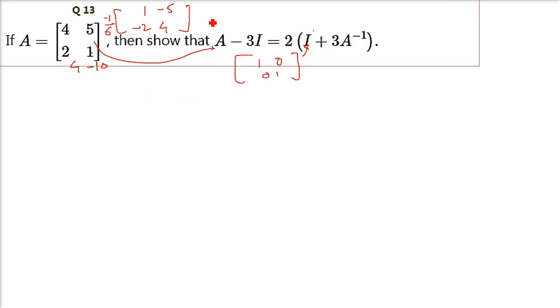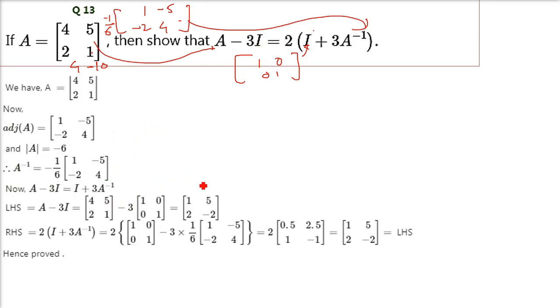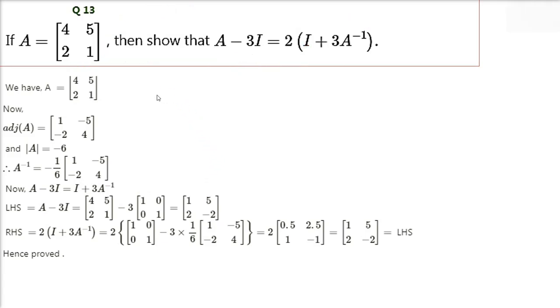Put it here and put it at the place of A inverse, and I'll just show you how you have to do it. You can just recheck it once you are done. I encourage you not to see the answer before.